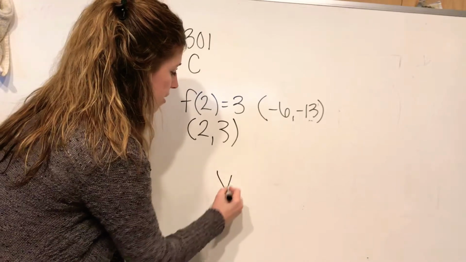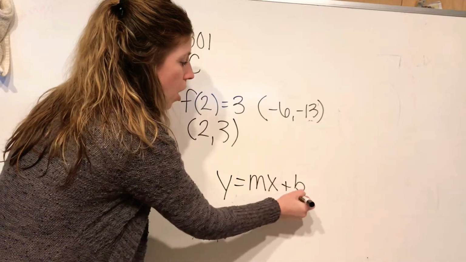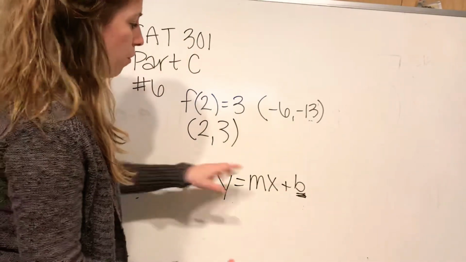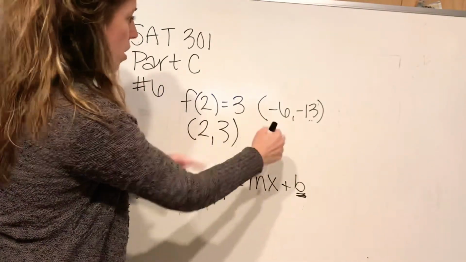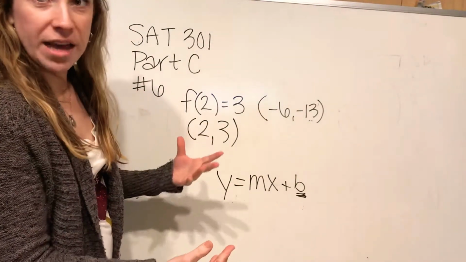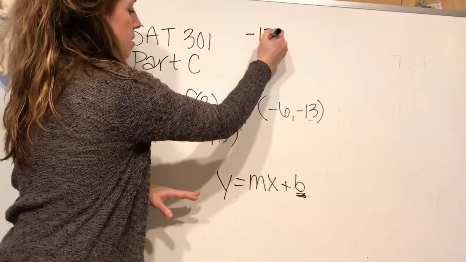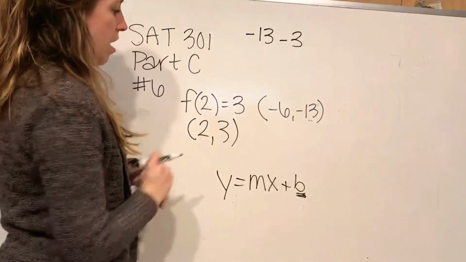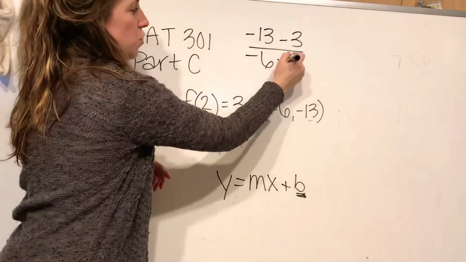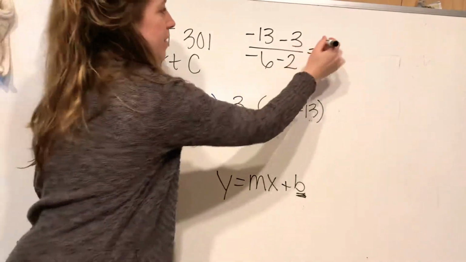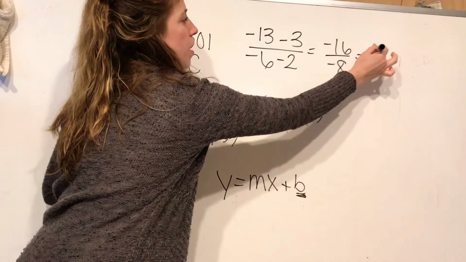If I think about the equation for a linear function for a line, y equals mx plus b, ultimately we need to know b. Now, that also means we need to know the slope, but having 2 points, we can find the slope. So we know to find the slope, subtract the y's, divided by subtract the x's. So I'm going to go ahead and do -13 minus 3, and divide that by -6 minus 2, and that is going to give us -16 over -8, which is a slope of 2.